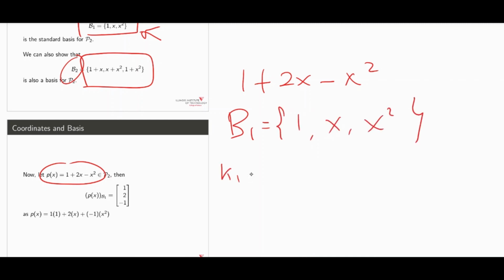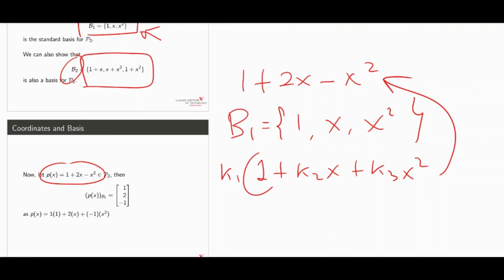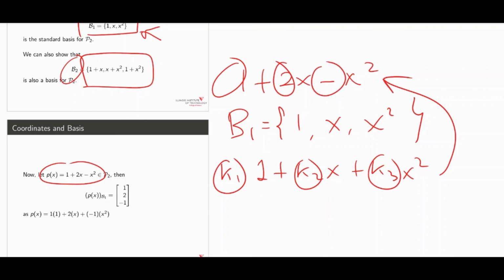If you set k1 of 1 plus k2 of x plus k3 of x squared equal to this, you can see that your k1 here has to be 1, your k2 here has to be 2, and your k3 here has to be -1. So 1, 2, -1 will be the coordinates for this polynomial.